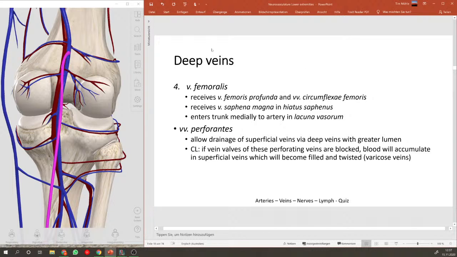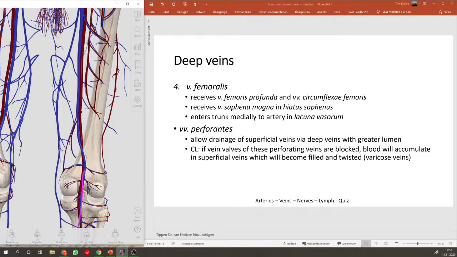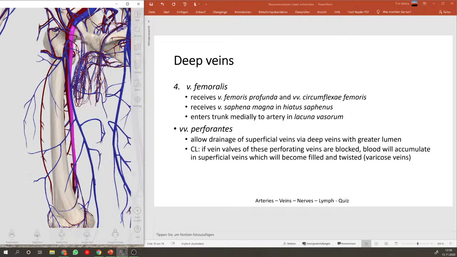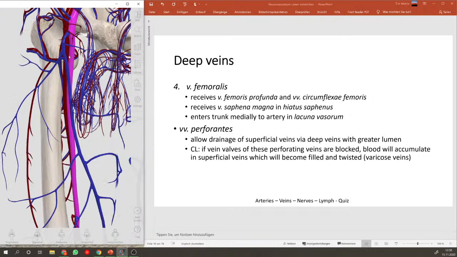So then let's continue with vena femoralis, the femoral vein. Let's zoom out a little bit and switch to the anterior aspect. So the femoral vein is this one here. It's quite a large lumen vessel. All right. So vena femoralis will receive vena femoris profunda, again analogically to the artery, and also vena circumflexa femoris, which may drain also directly into the femoral vein, but usually into the deep femoral vein.